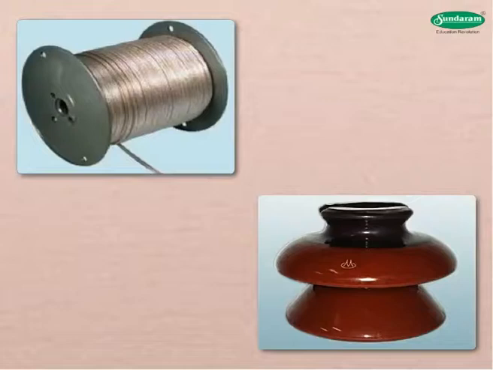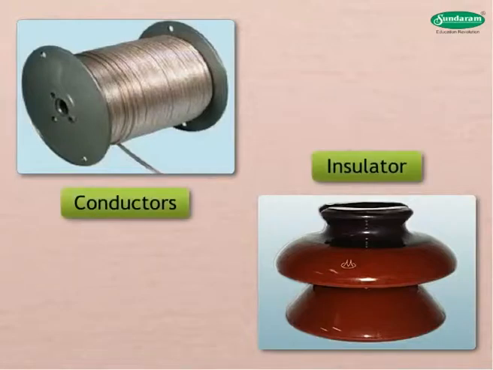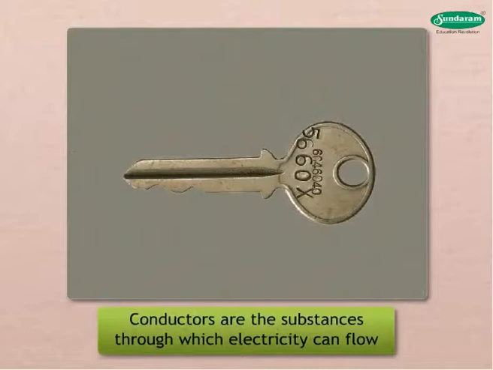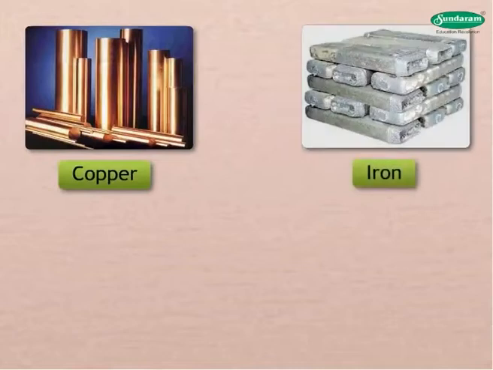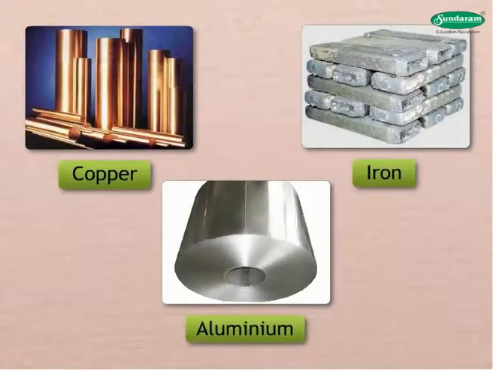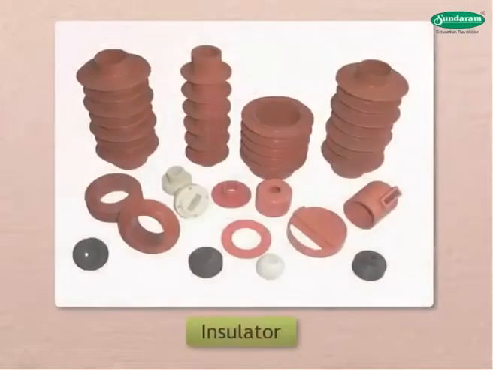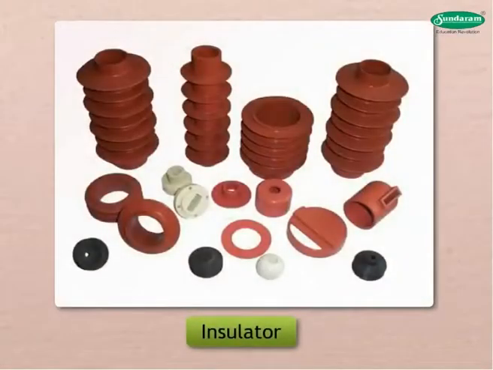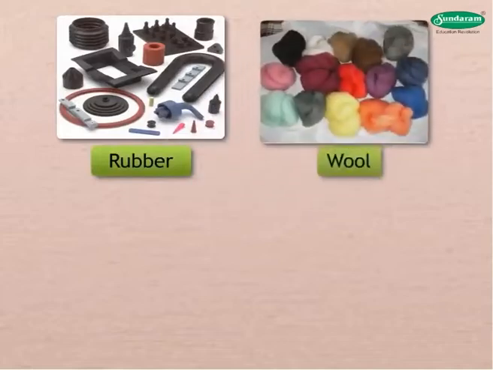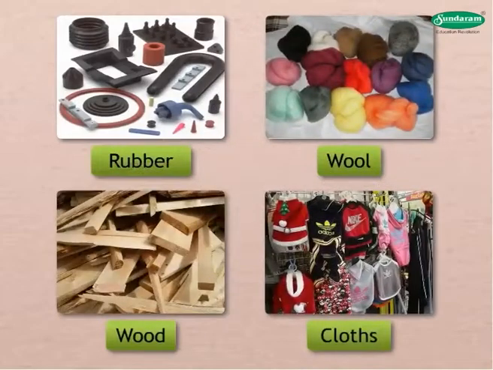I think by now you all must be aware of what conductors and insulators are. The conductors are the substances through which electricity can flow. The metals like copper, iron, aluminium, etc. are excellent conductors of electricity. On the other hand, insulators are substances through which electricity cannot flow. Rubber, wool, wood, clothes are examples of insulators.